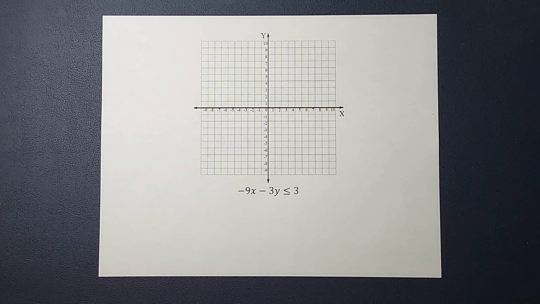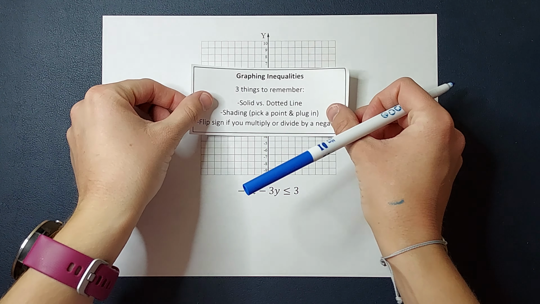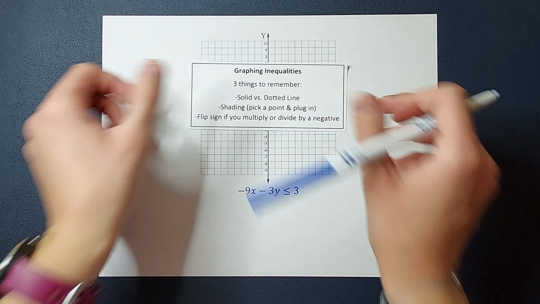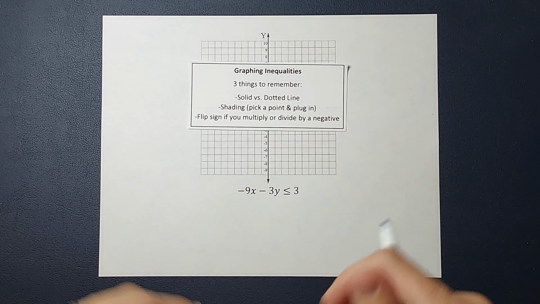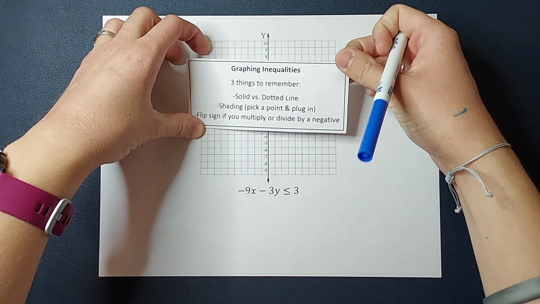There's just three things we need to remember, and I'm going to tell you those three things right now, okay? This is different than just graphing a line in three ways. We need to recognize if it's going to be a solid or dotted line. We need to finish with shading, and we also need to notice if we multiply or divide by a negative, we are going to flip our inequality sign. Okay, if you're like, what is she talking about? We're going to do it right now.